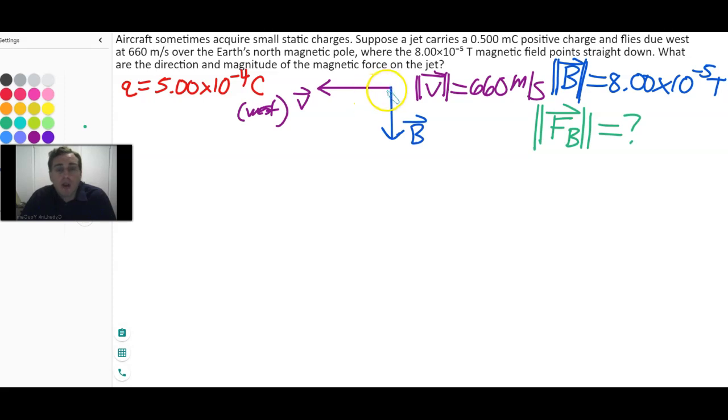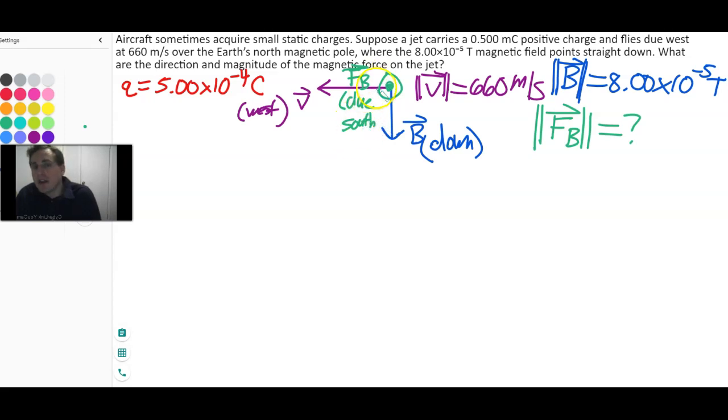I think we should use right-hand rule 1. So let's point our fingers in the direction of the velocity vector. Let's curl our fingers in the direction of the magnetic field. And I think that the magnetic force vector should point, in this case, out of the page. So F sub B, the magnetic force vector, should point out of the page. Now, let's think about how this is going to work in terms of the cross product. The velocity vector is west, and the B vector, the magnetic field vector, is down. West cross with down should be perpendicular to that plane. So F sub B here should point due south.